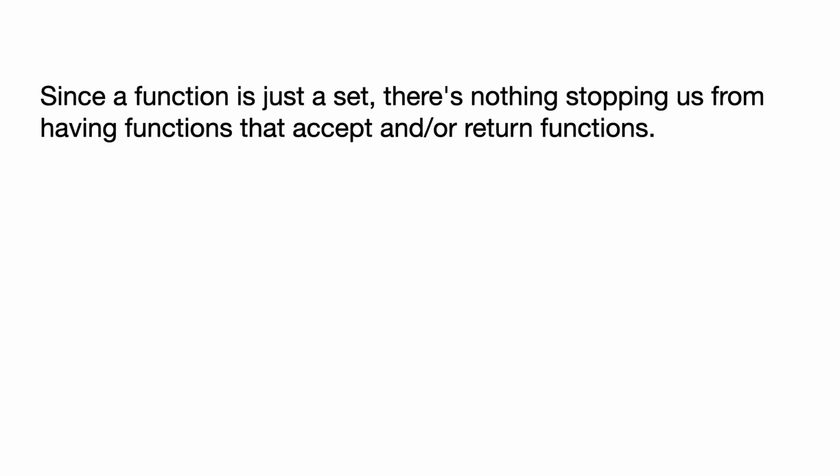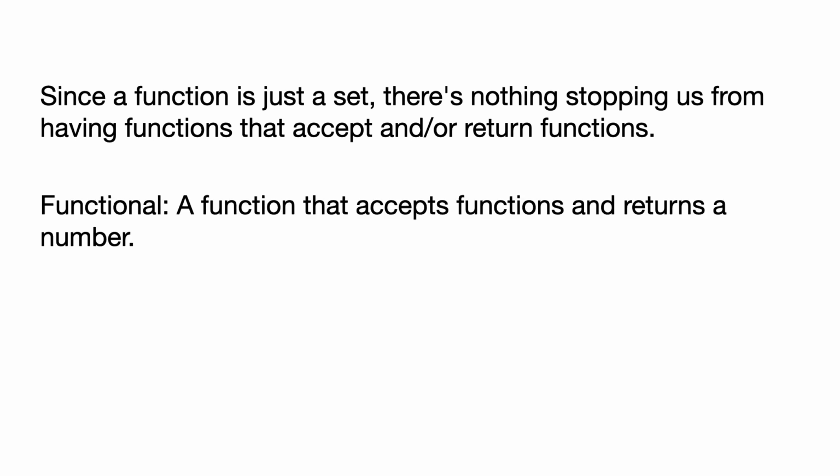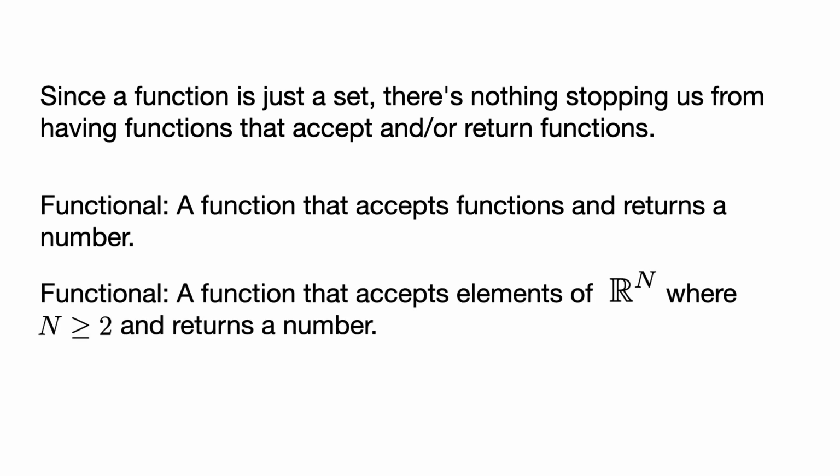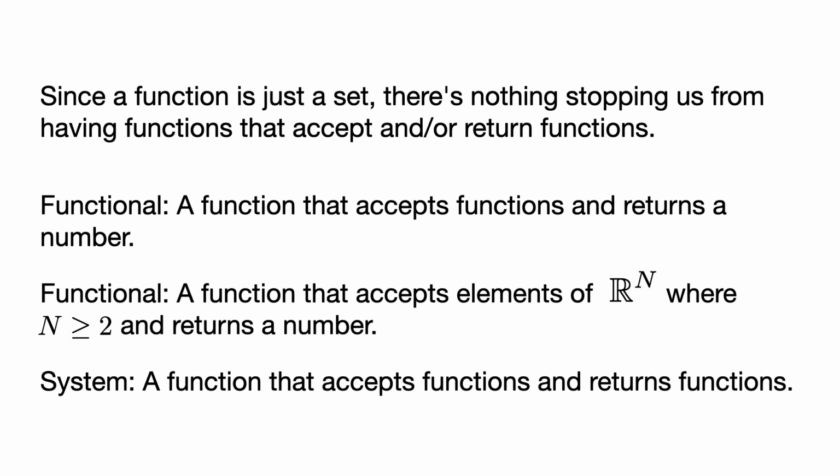Since a function is just a set, there's nothing stopping us from having functions that accept and or return functions. We sometimes give these types of functions special names. So a functional is a function that accepts functions and returns a number. Or a functional could be a function that accepts elements of Rn, where n is greater than or equal to 2, and returns a number. Both of those types of functions are called functionals. And a system is a function that accepts functions and returns functions.